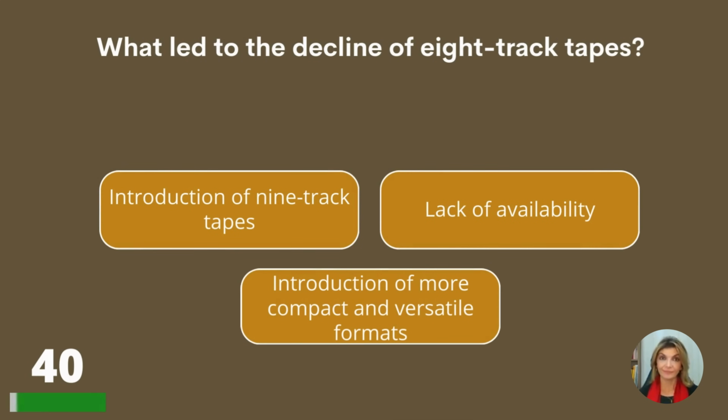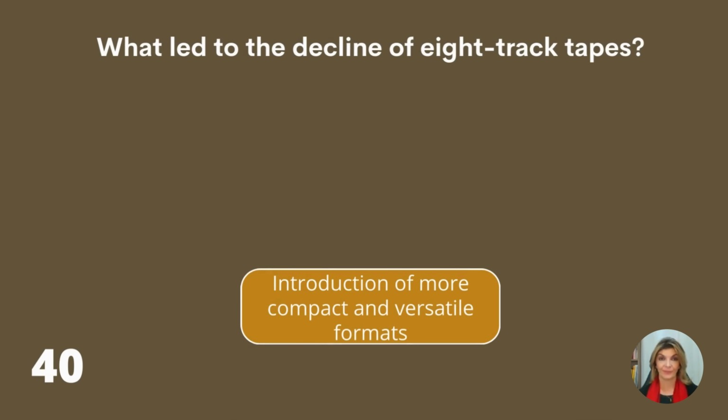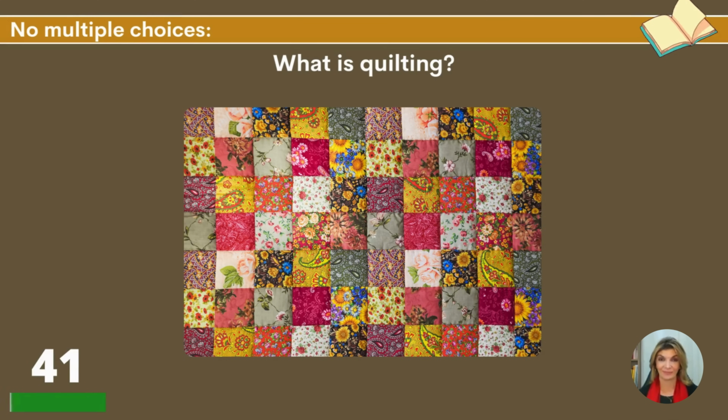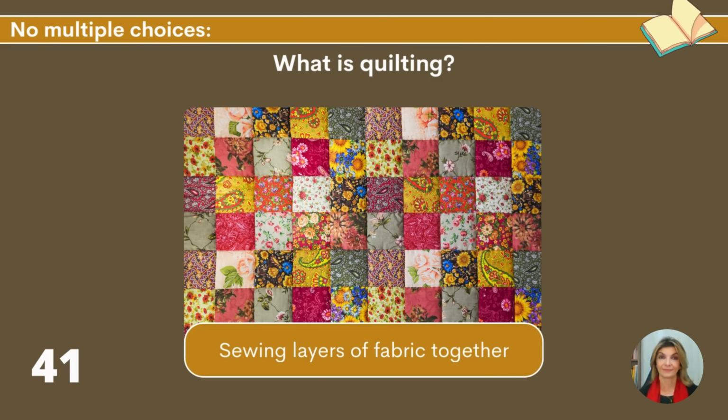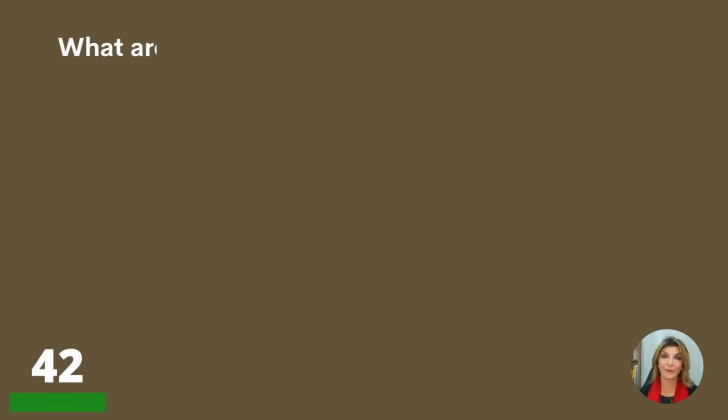Question 40. What led to the decline of 8-track tapes? The introduction of 9-track tapes, the lack of availability, or introduction of more compact and versatile formats? The compact and versatile formats. No multiple choice. What is quilting? Sewing layers of fabric together.